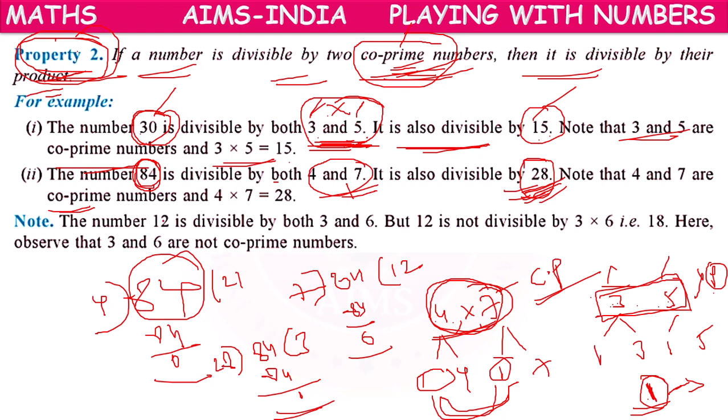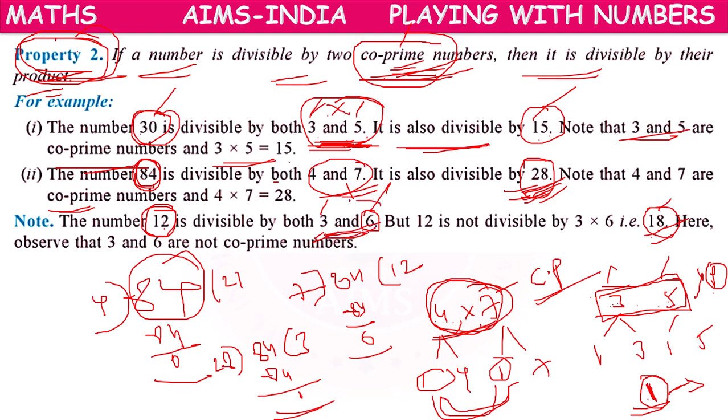Okay, children. Next. 12 is divisible by 3, 3 times 4 is 12. 12 is also divisible by 6, 6 times 2 is 12. But 3 times 6, how much? 18. 12 is not divisible by 18 because 18 is bigger than 12.